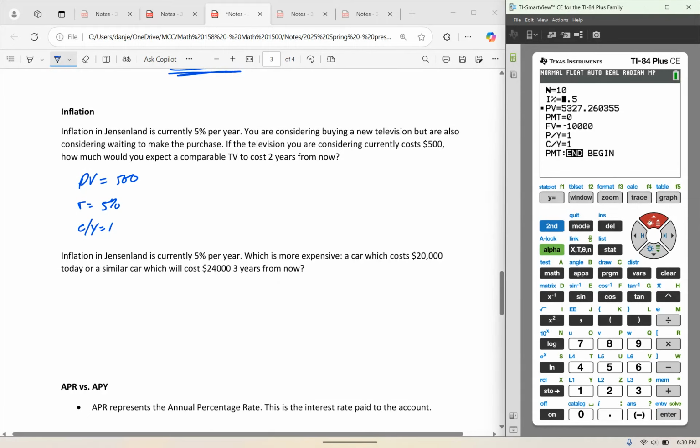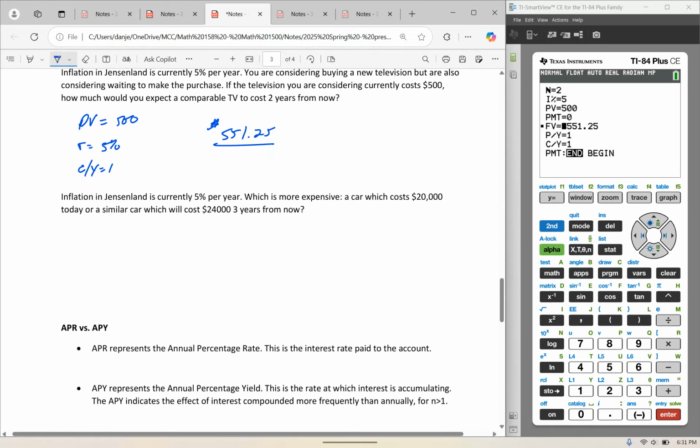So my inflation rate is 5%. The value is currently $500. And we're going to say annual, so my CY stays 1. If I wait 2 years to buy that TV, what would the future value be? If I wait 2 years, that TV is going to cost $551.25. Okay. Do I want to wait? Buy it now. Cost is going to go up. I want to consider that.